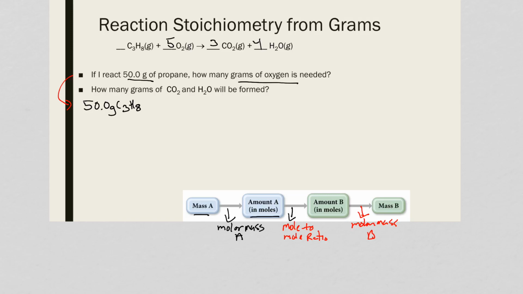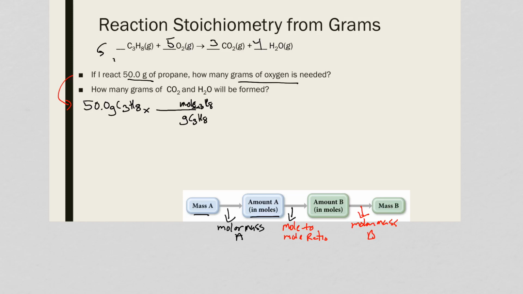So the first step is to put this propane in terms of moles. And of course, in order to do that, we need grams of C3H8 per mole of C3H8. In order to do that, we need the molar mass. So what's the molar mass of propane? Well, let's calculate it here.